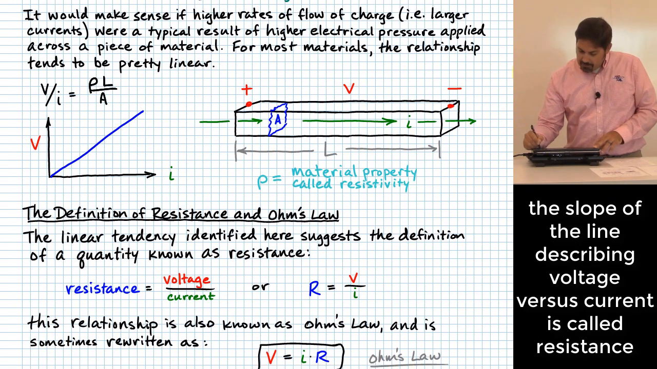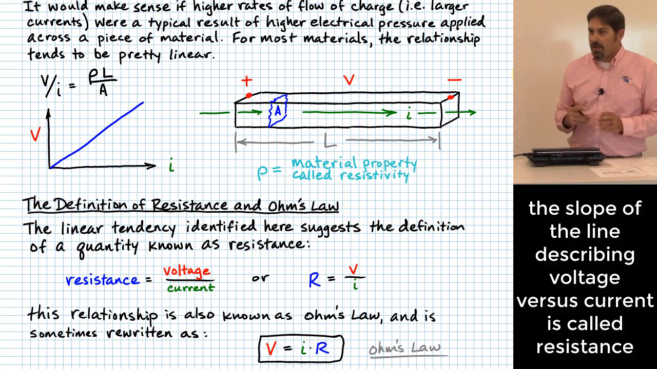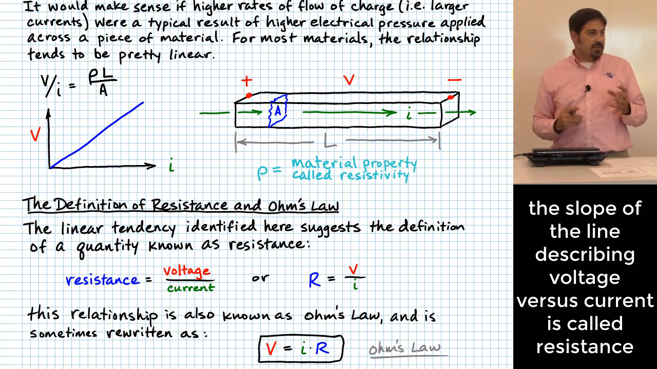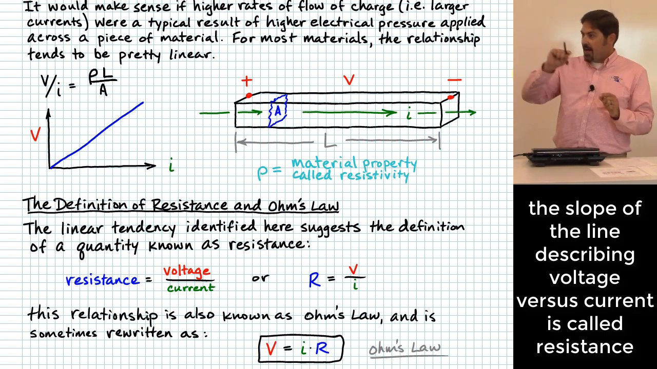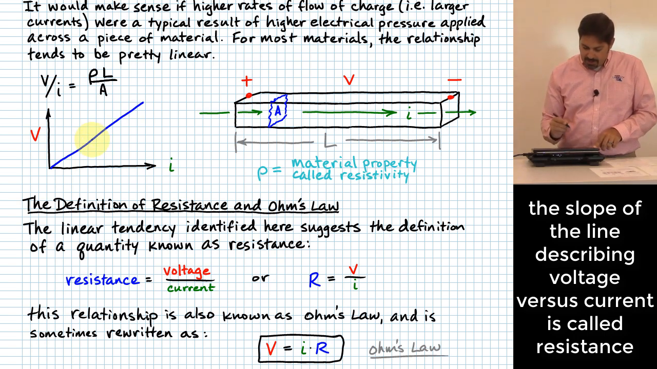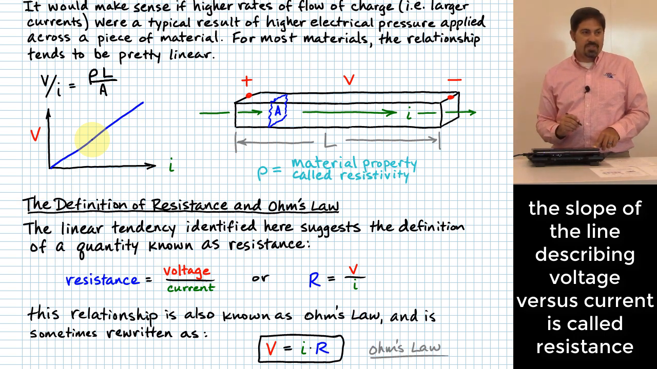Okay, turns out that this is such a common way for elements to behave that we are going to give the slope of that V over I line, right? The V versus I line that I just drew on that plot right there. We're going to give the slope of that line a name. All right, that's going to be called resistance.